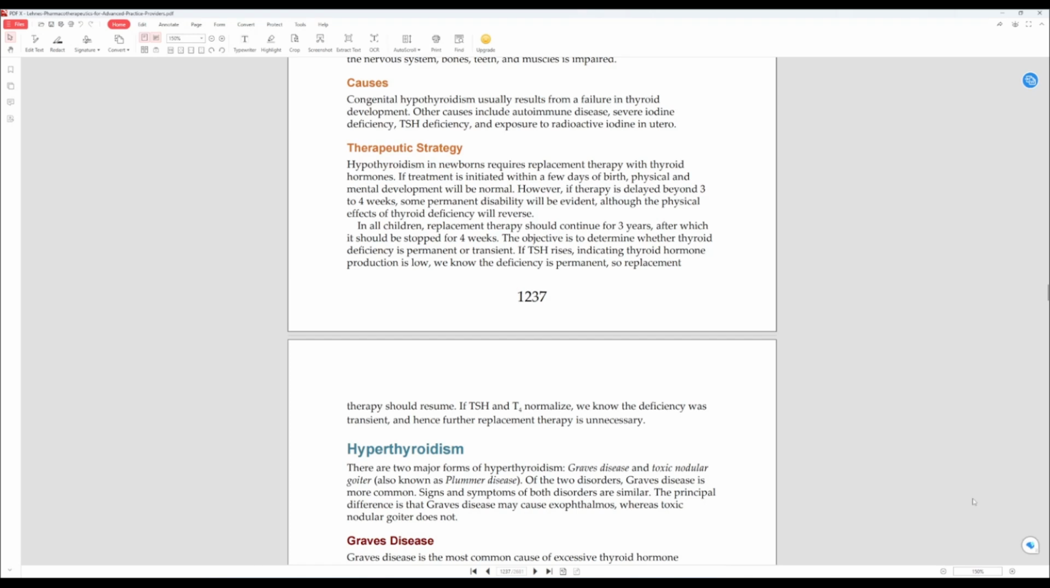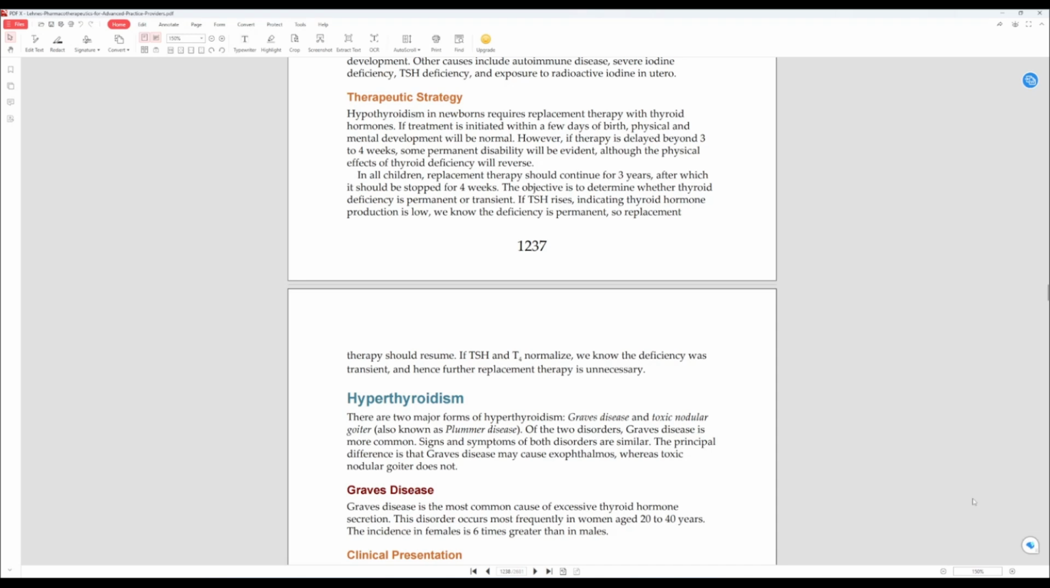So what would cause this? Well, congenital hypothyroidism usually results from a failure in thyroid development. Other causes could include autoimmune disease, severe iodine deficiency, a TSH deficiency, and exposure to radioactive iodine in utero.